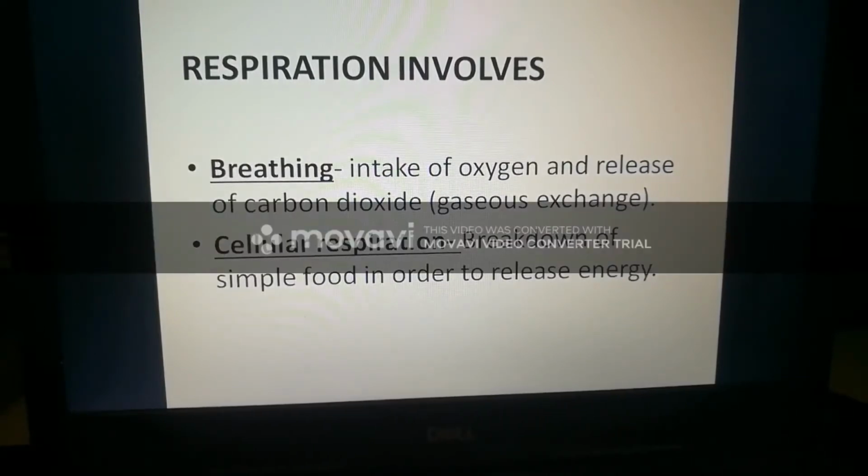So respiration involves two processes. One is breathing and one is cellular respiration.